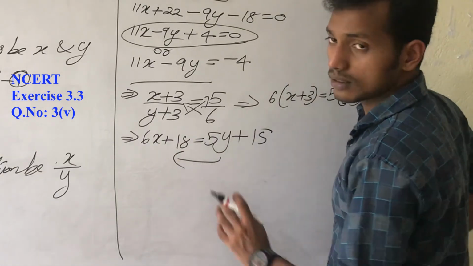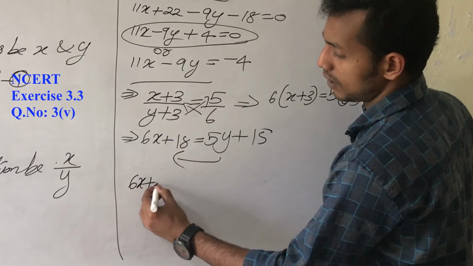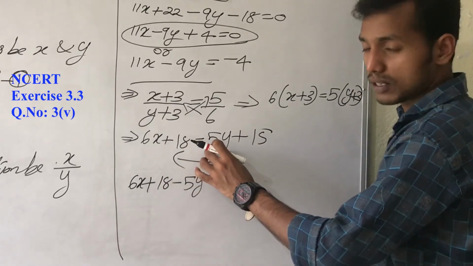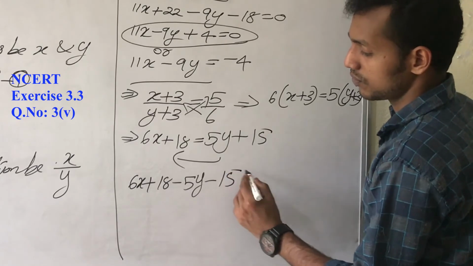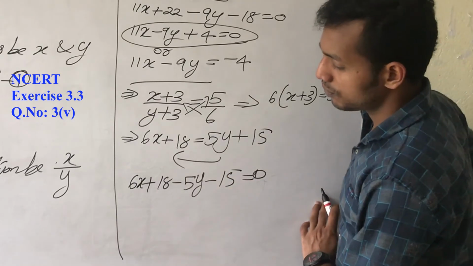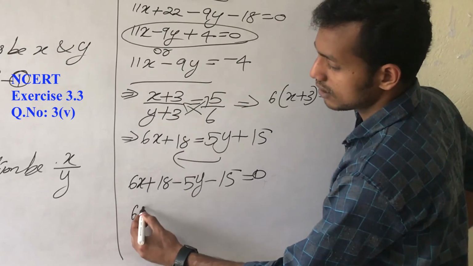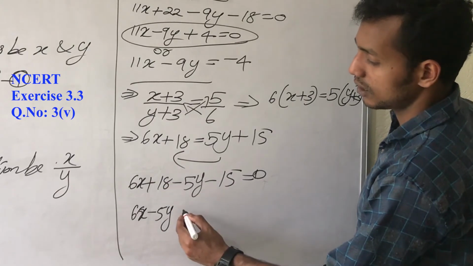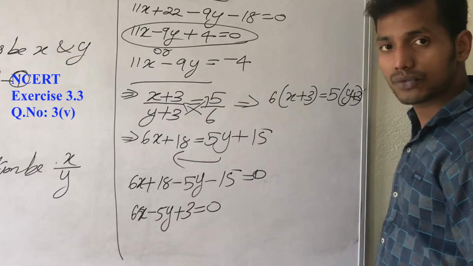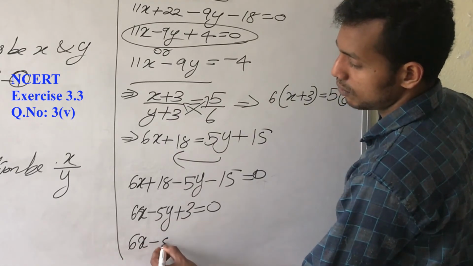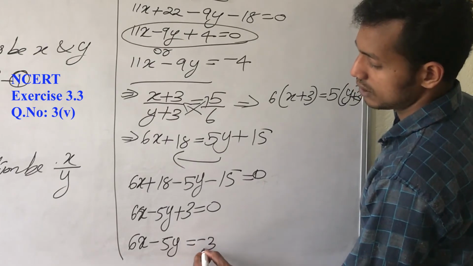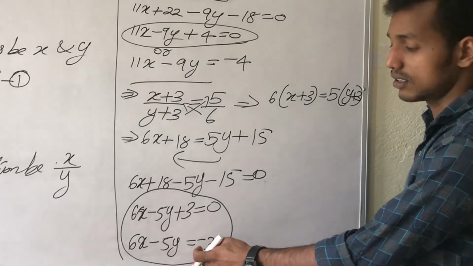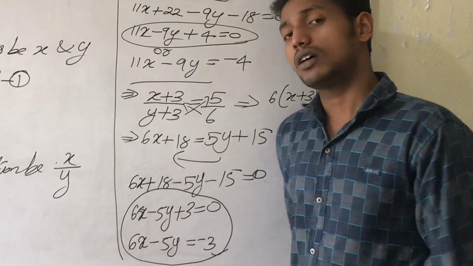Now, take it to the left side. 6x plus 18 minus 5y minus 15 is equal to 0. I'm not going to explain in detail. Now, 6x minus 5y plus 18 minus 15, which is plus 3, is equal to 0. So 6x minus 5y is equal to minus 3. Both forms are correct. This is the standard form, and this is the easier form for solving by the substitution method.